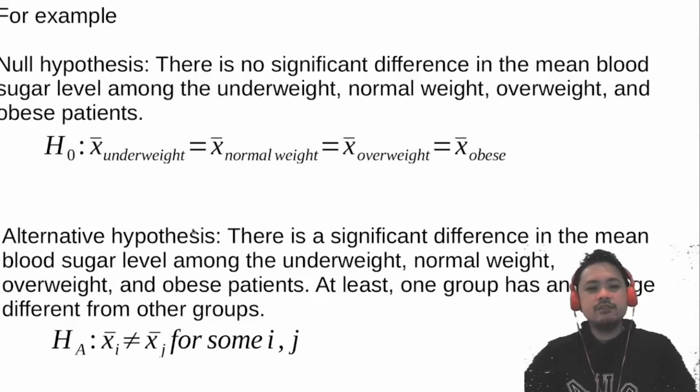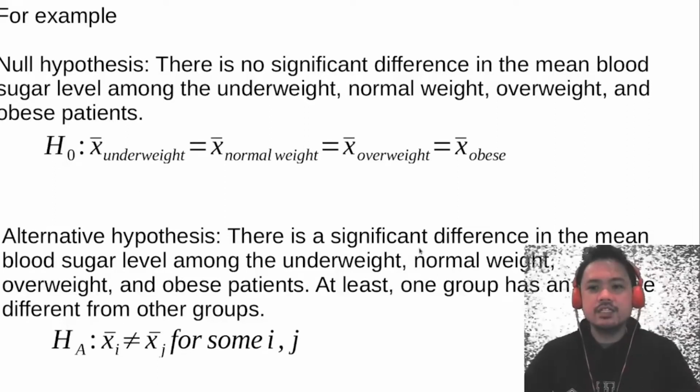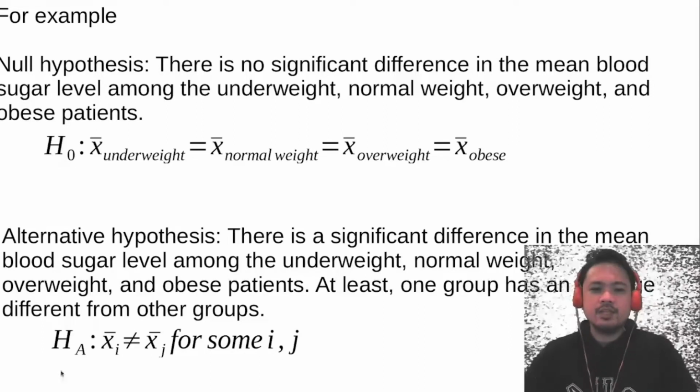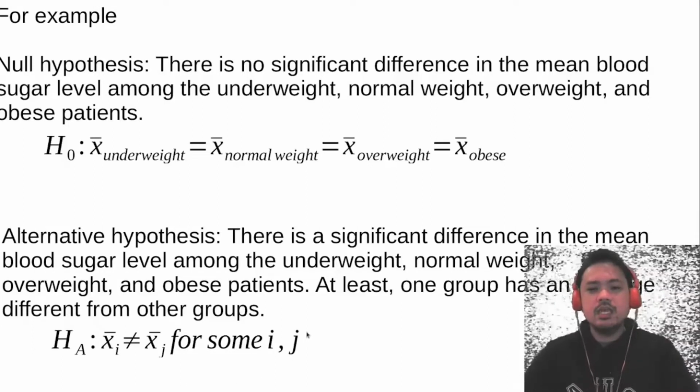The alternative hypothesis is quite complicated. We can state it as there is a significant difference in the mean blood sugar level among the underweight, normal weight, overweight, and obese patients. At least one group has an average that is different from other groups. This is the simplest mathematical notation of the alternative hypothesis.